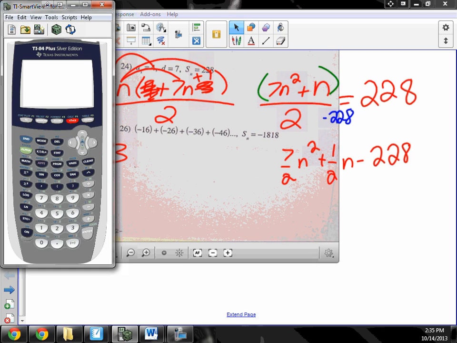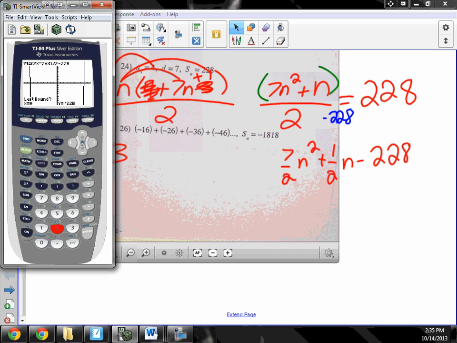So second calc I'm going to go to 0. So it looks like 8. So I'll pick my left bound at 7, my right bound at 9, and my guess at 8. And it says, yes, the answer is 8. I don't even need to worry about the negative version because that doesn't make any sense. You can't have negative terms in a sequence. Okay?